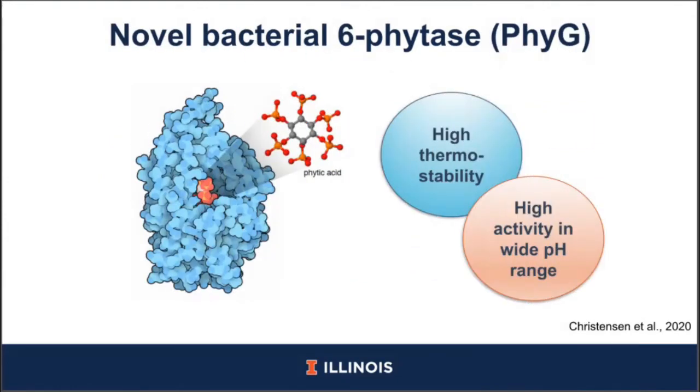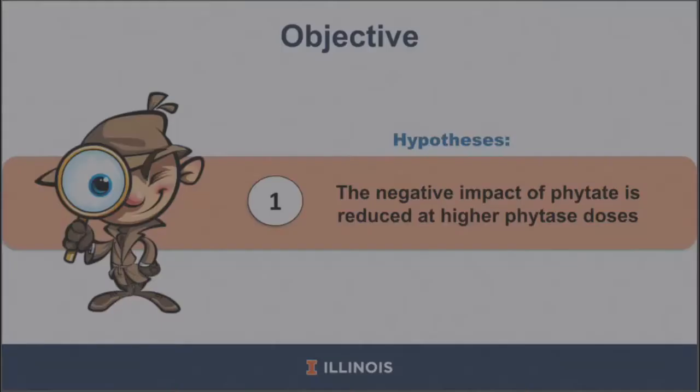A next-generation biosynthetic bacterial 6 phytase has been developed, and it is believed to increase phosphorus availability in diets for pigs. In an in vitro study, it was demonstrated that this novel consensus phytase has high thermostability and also has high relative activity over a wide pH range. However, there are limited data to demonstrate the efficacy of this phytase.